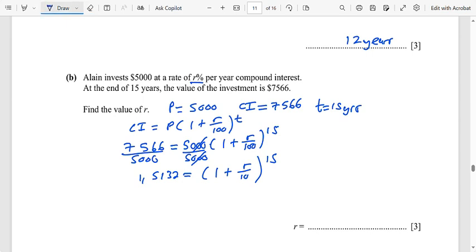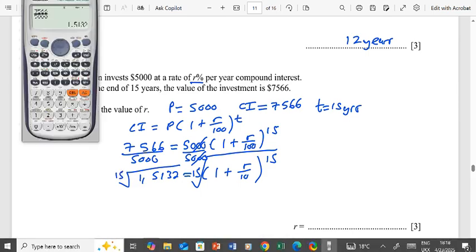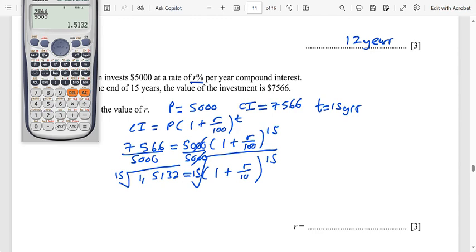So we need to make sure that we have R only. In order to do that, we need to get rid of this power 15. If we have squared, we get rid of that by introducing a square root that will effectively cancel out the power. If we have a cubed, we cancel that with the cube root. So likewise, we are going to cancel out with the 15th root. But when we introduce the 15th root, we do it to both sides. So now we're going to try to find the 15th root of our answer.